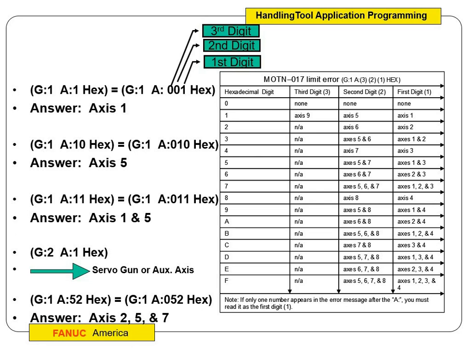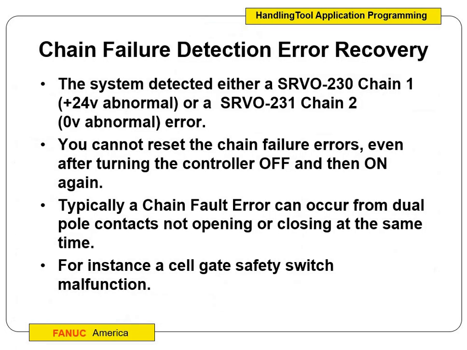For the second digit, you have to go down the chart a little bit, which means axis 5 and 7. And then a 2 for the third digit tells me axis 2. So axis 2, 5, and 7 are all at fault there. You'll know when you get a servo 62 error because all axes will be at fault. But this is just a way to interpret the motion error and which axis you need to look at or correct when you mess something up in your program.